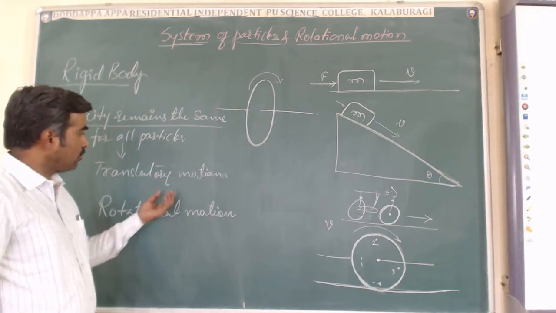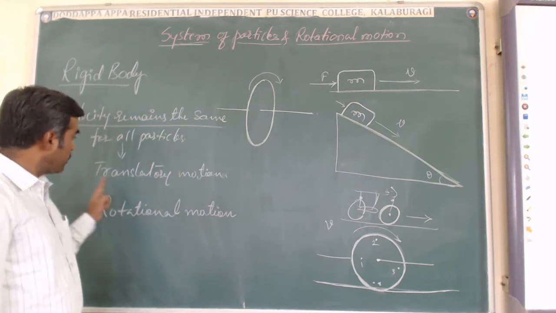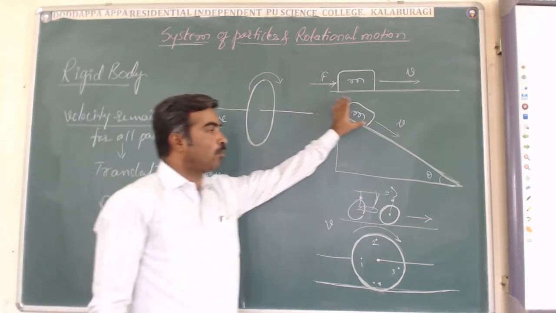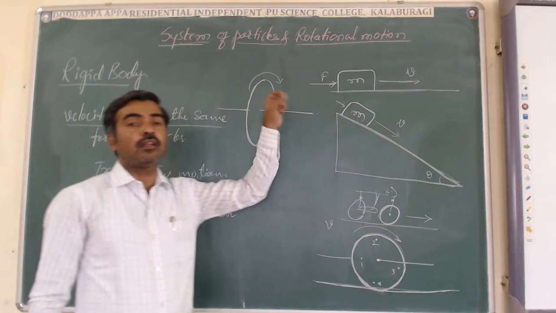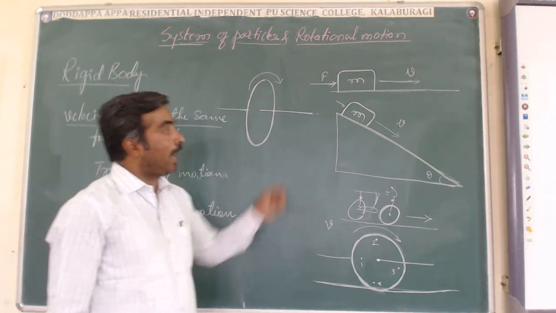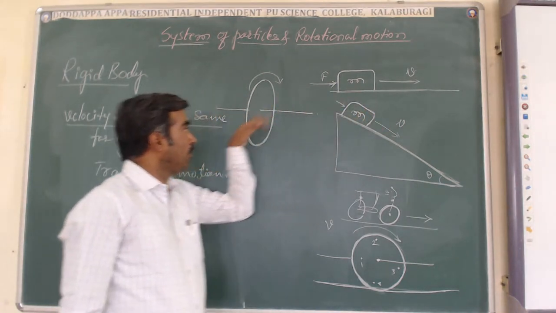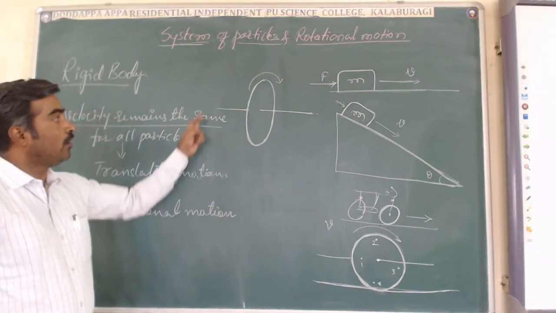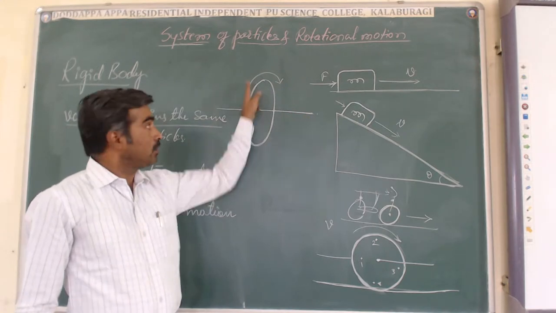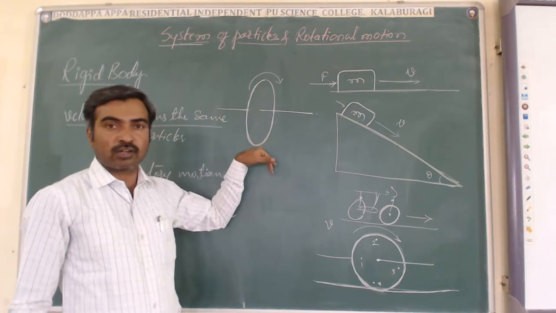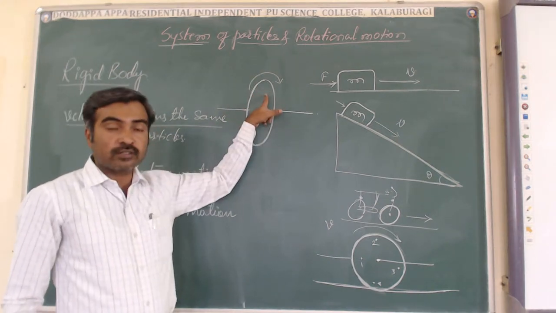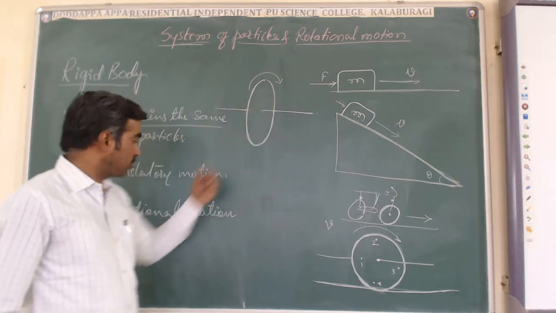For a rigid body, now we are dealing with two different types of motion. One is translatory motion, another one is rotational motion. In the translatory motion, whenever the whole body moves on any surface, the linear velocity of all the particles will be the same. It means the velocity of all the particles is the same as that of the whole body at the same interval of time. Whereas in the rotational motion, the body rotates around a fixed line. It is not mandatory that the body should be in circular shape. The only thing is, it should rotate about a fixed axis. Without considering any circular shape of the body, we can define this rotational motion.